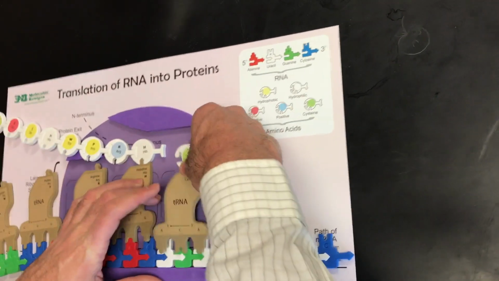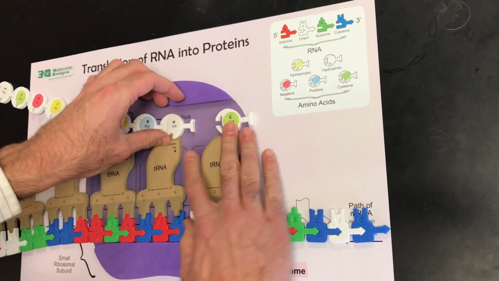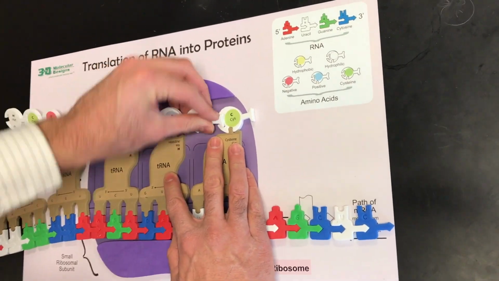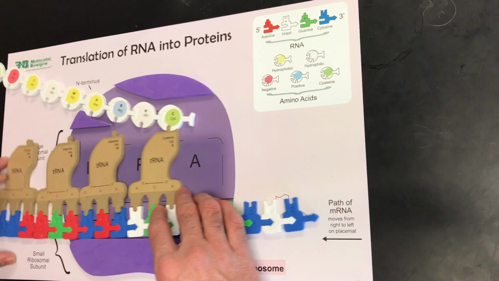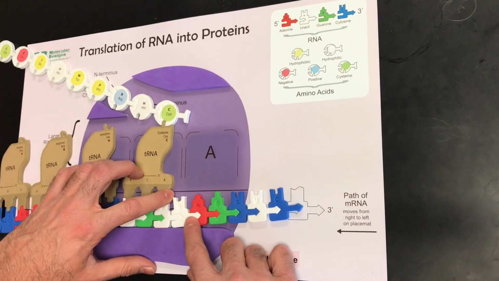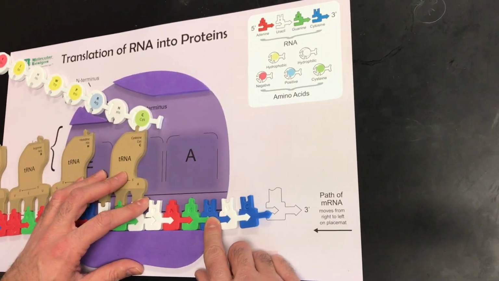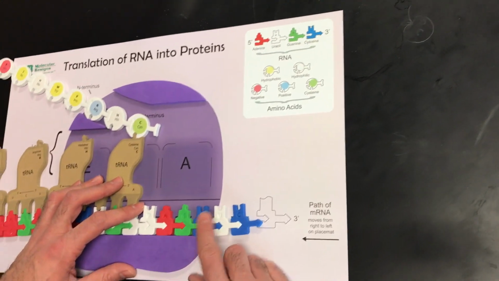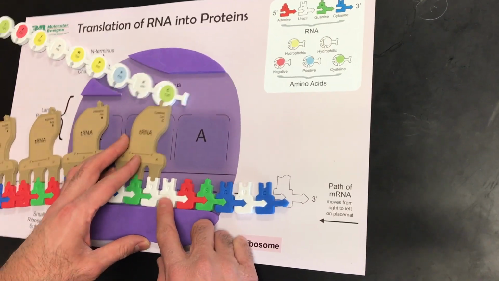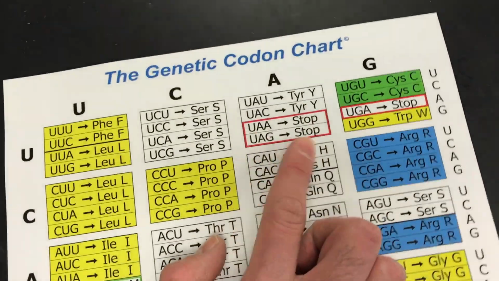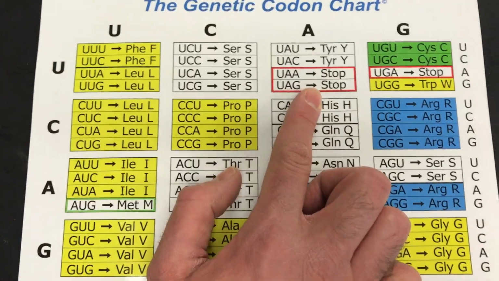Now this next one is interesting. So it goes in, attaches, and slides. The next codon is UAG. And if you look over here, UAG says stop. So that's the stop codon.